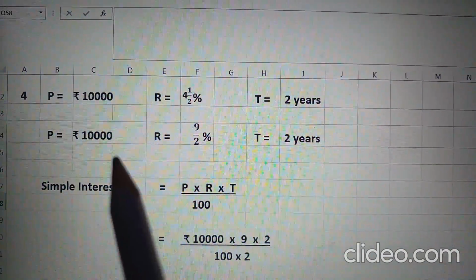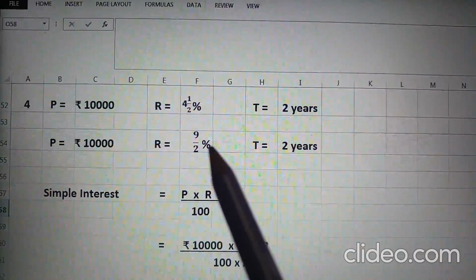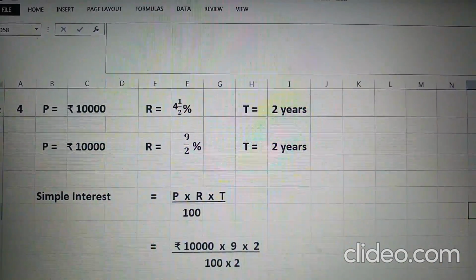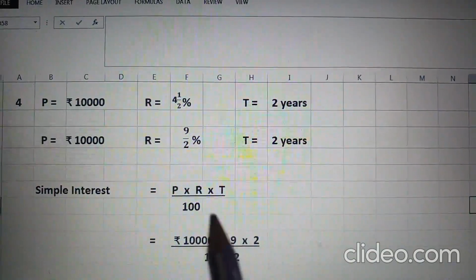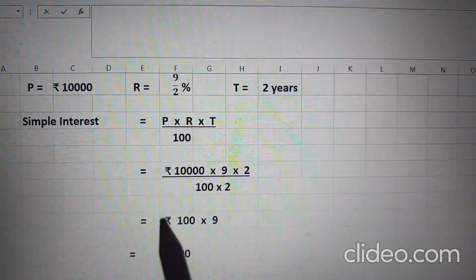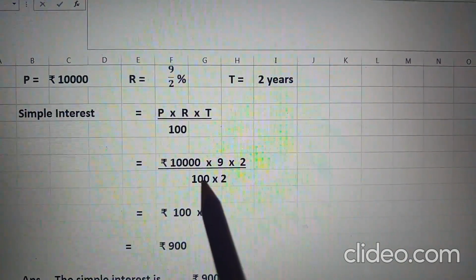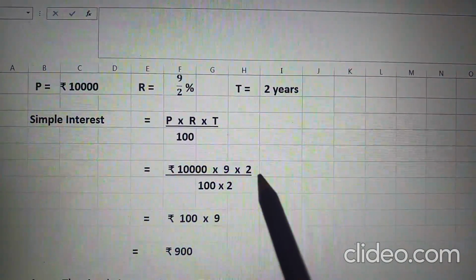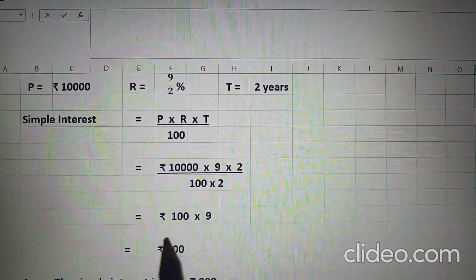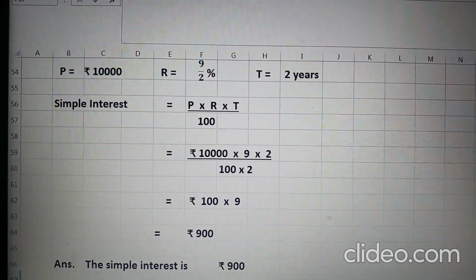Fourth is principal equal to ₹10,000. Rate is 4 whole 1 by 2%. Time is 2 years. So the rate will be converted into an improper fraction, that comes to 9 upon 2%. So using the formula, we will find simple interest. Simple interest equal to P into R into T upon 100. P is ₹10,000. R is 9 upon 2%. Remove the percentage sign, write down 100. And T is 2 years. So 10,000 into 9 into 2 upon 100 into 2. When we cancel all this, we get ₹900. Therefore, the simple interest is ₹900.